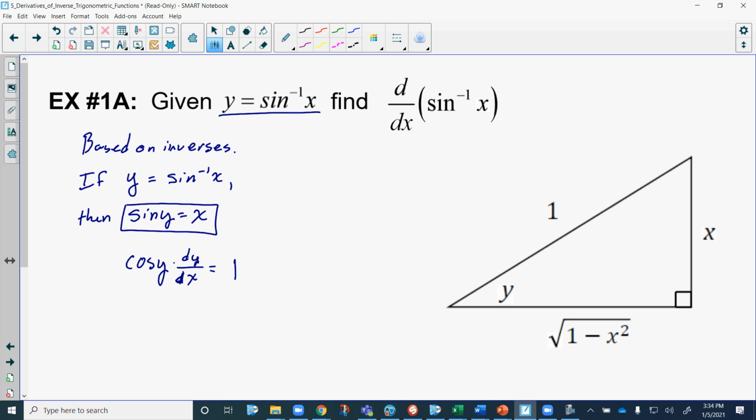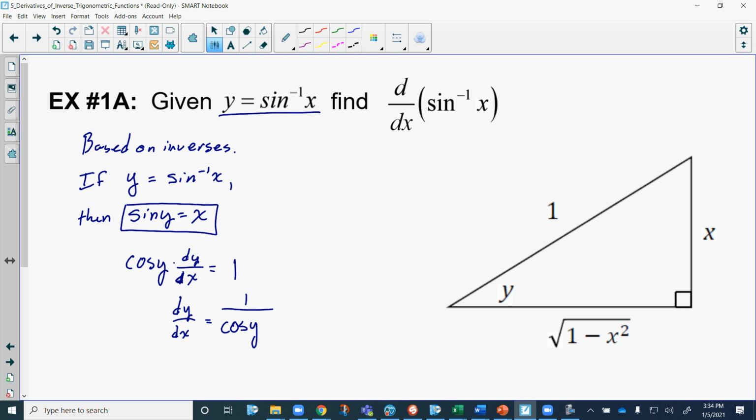And of course, just like what we've done with any other implicit differentiation, we want to get dy dx by itself. So dy dx would be equal to 1 over cosine of y.